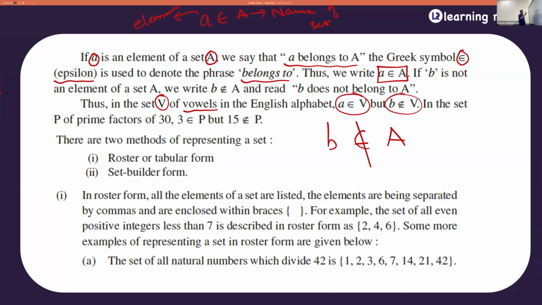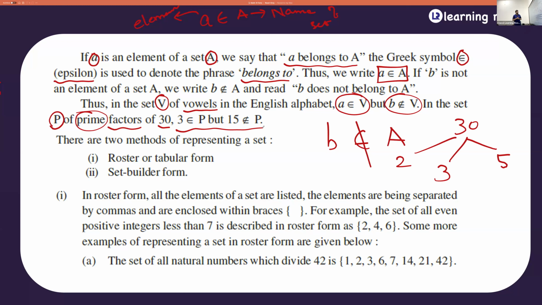Similarly, if P is taken to be the set of prime factors of 30, what are the factors? What are the prime factors? 2, 3, 5. So you can write them as 2, 3, 5. All are prime numbers. 15 is not included, because 15 is not a prime number. They asked for prime factors, and 15 is not prime. Are you able to understand? So it is 2, 3, 5. I hope this point is clear. 3 belongs to P, but 15 does not belong to P.